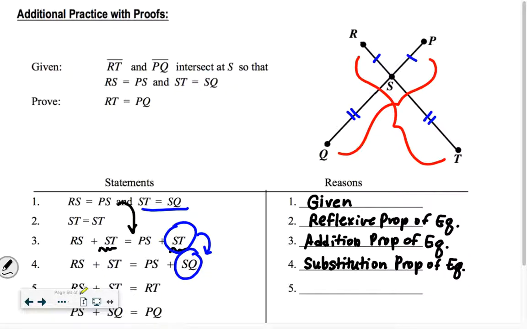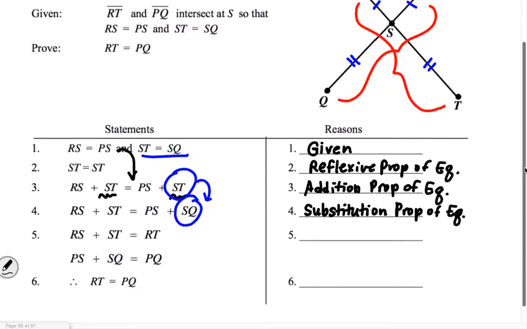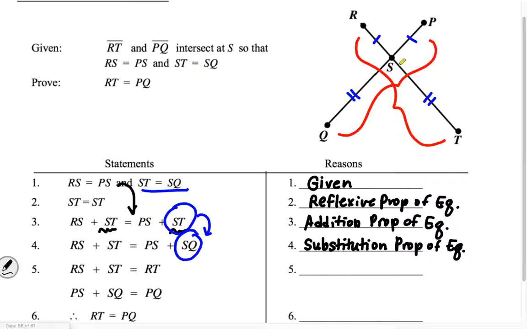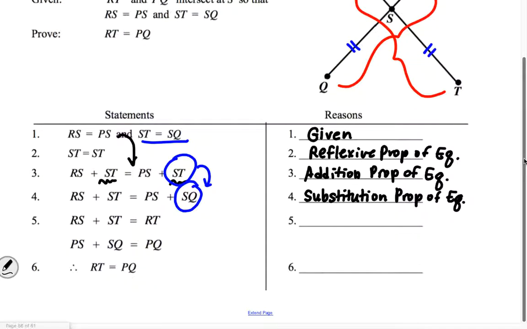All right, down to 5. RS plus ST equals RT. So let's look how step 4 is different than step 5. Well, we replaced, we're almost there. How do we know RS plus ST equals RT? Look at the picture. RS plus ST equals RT, that's the segment addition postulate.